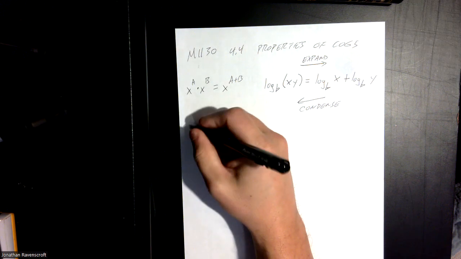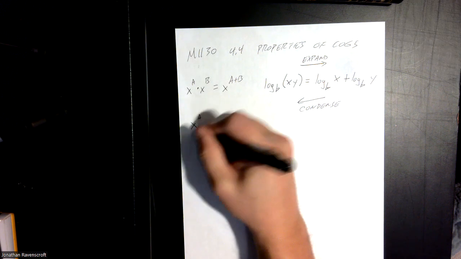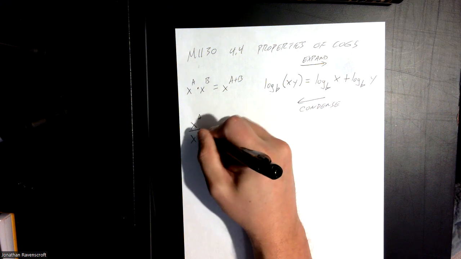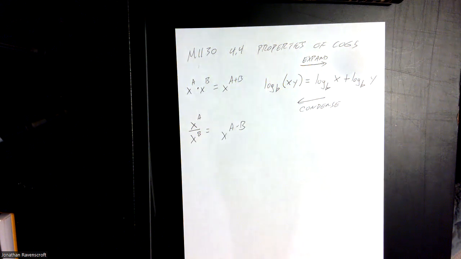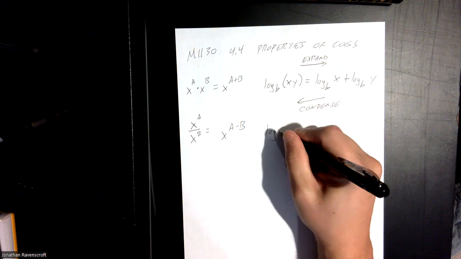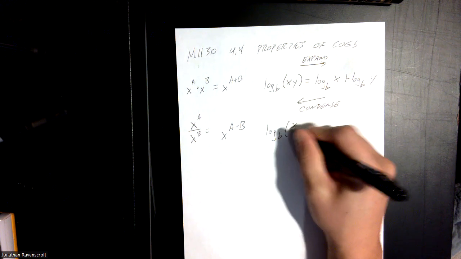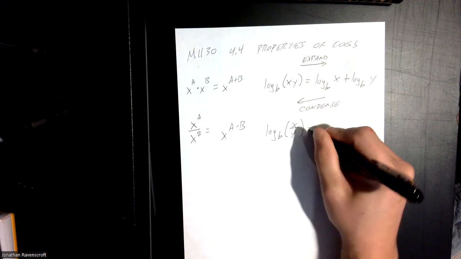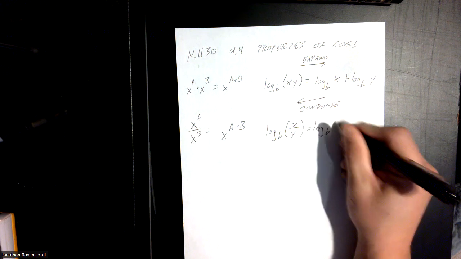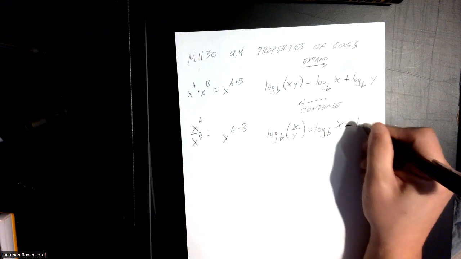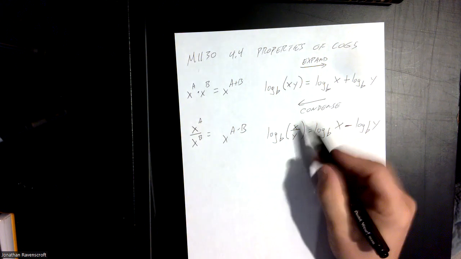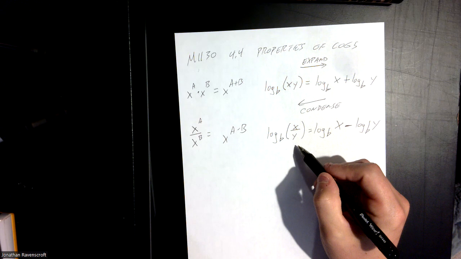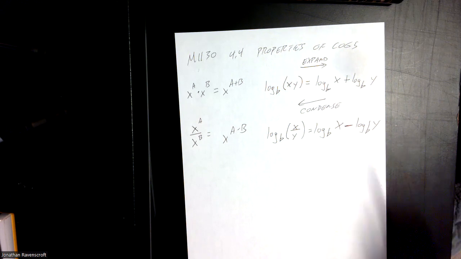The next rule, remember, if you divide things with the same base, you subtract the exponents. For logarithms, log base b of x over y equals log base b of x minus log base b of y. So if you're dividing two things, we can turn that into a difference.